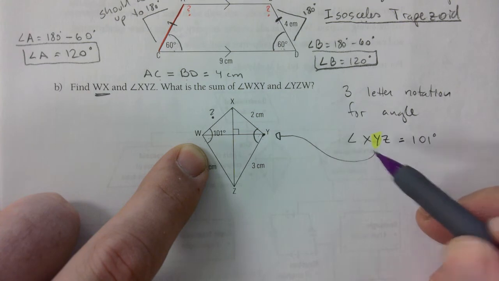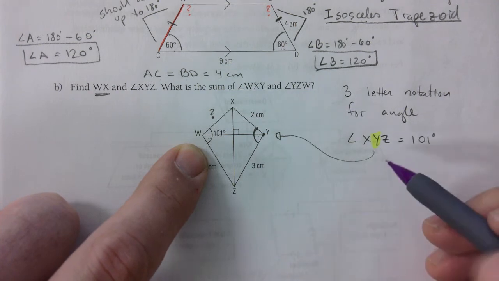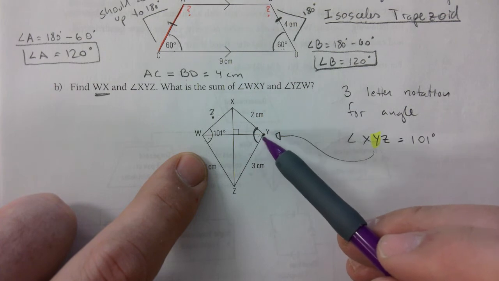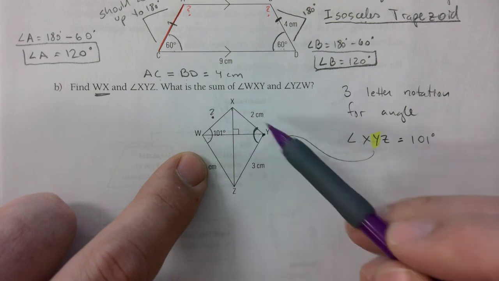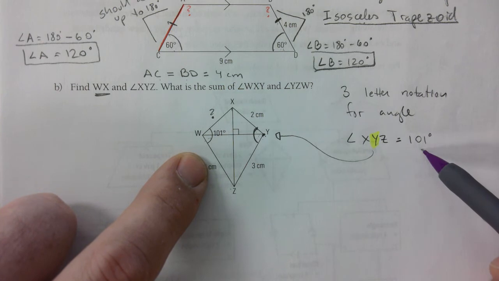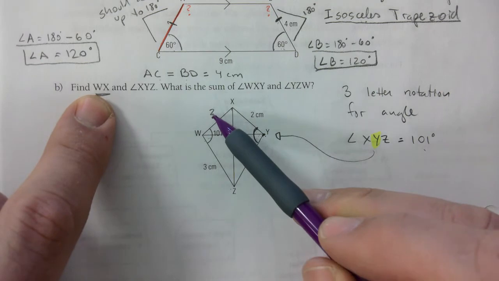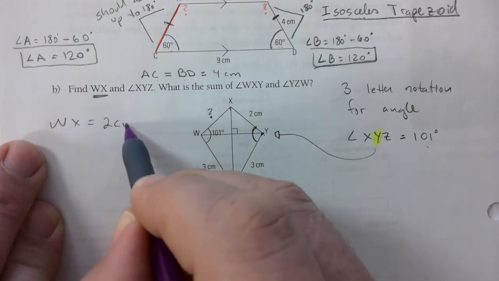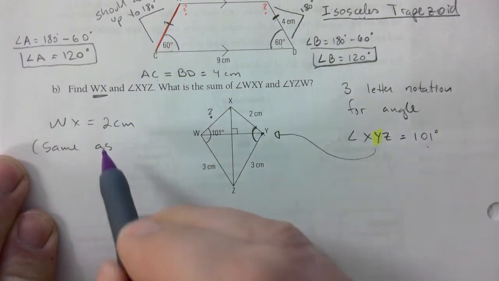I'm just going to put an arrow to this whole thing. That's why they use the three-letter notation. Okay, pay attention to Y, because angle Y actually has two sub-angles in it. So they have to tell you it's like XYZ. It's the whole thing here that they want. So that's 101 because we see 101 on the other side. WX is going to be 2 centimeters, same as XY.